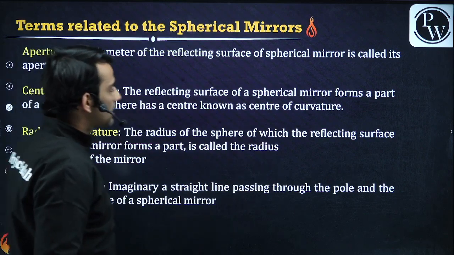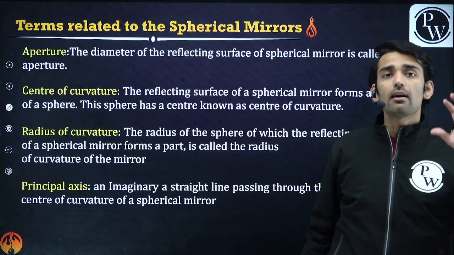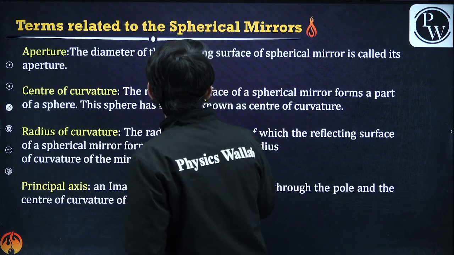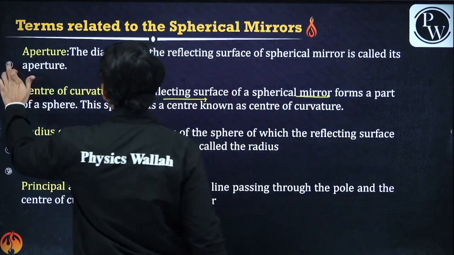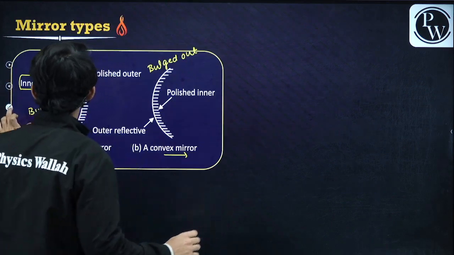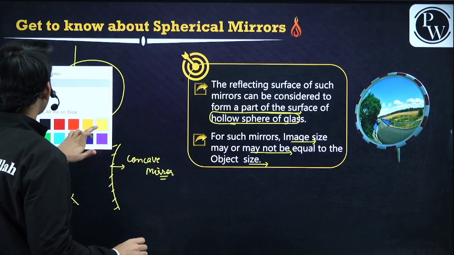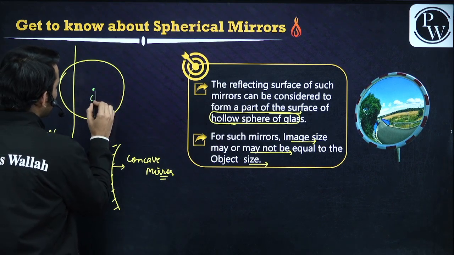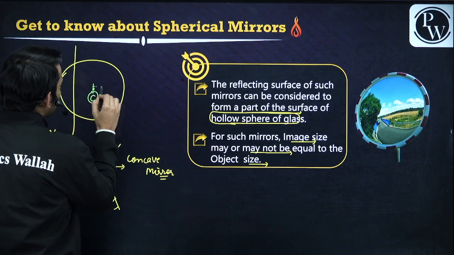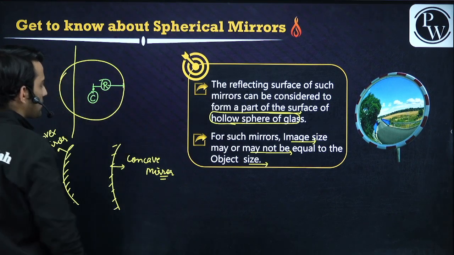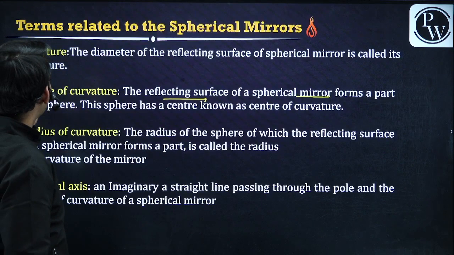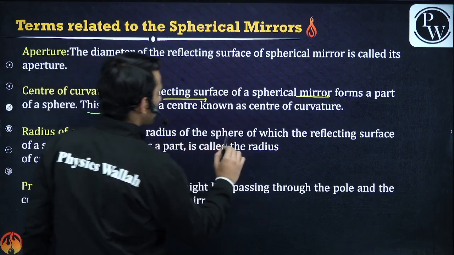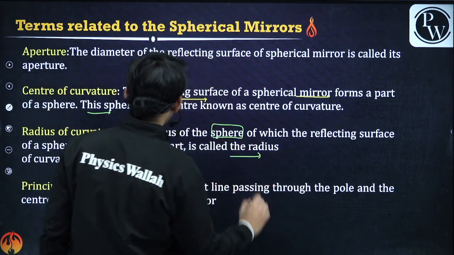Then what are the various terms related to the mirror? We have the aperture. Guys, aperture is the effective diameter. The area which can reflect the light rays is called the aperture. Next is the center of curvature. The mirror is made up of a part of a glass sphere, and the glass sphere must have some center. This is called the center of curvature, and the radius of this sphere is called the radius of curvature, right? So this is what is written here. The center of the glass sphere of which the mirror is a part is the center of curvature, and the radius of this sphere is called the radius of curvature of the mirror.